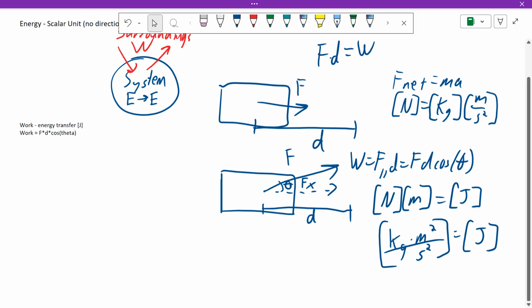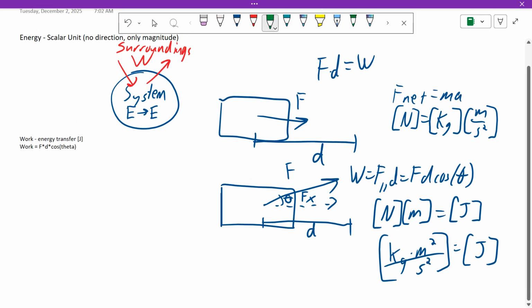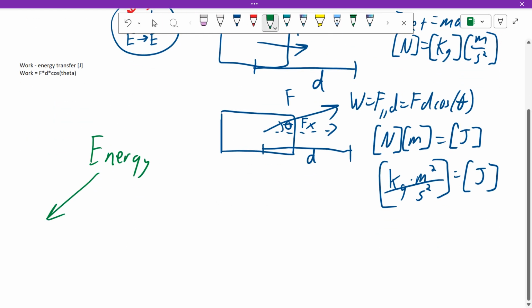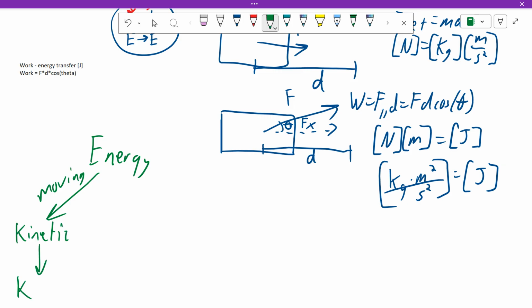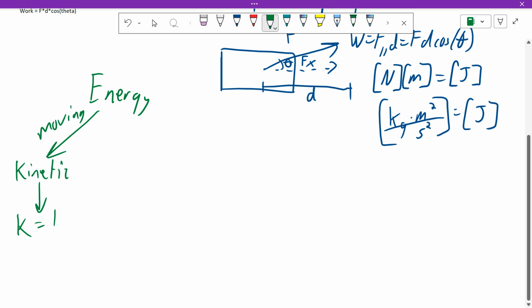What kind of energy is there? How do you know there's energy? Well, I know an object has energy if it's moving. So if an object is moving, it has a specific name. We call that kinetic energy. The symbol for that on your AP equation sheet is K, and that will be equal to 1/2 mv squared. M being mass, v being velocity.